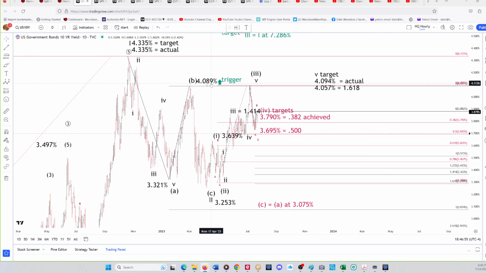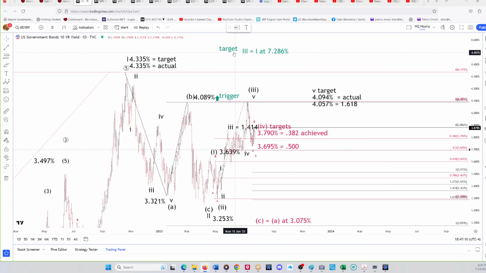Our trigger is that B wave high, 4.089%. And on this wave up, this 3rd wave, it hit above that 4.094%. So there's the trigger. It was triggered, or activated, and there's the minimum target for wave 3, 7.286%. That's where 3 equals 1.